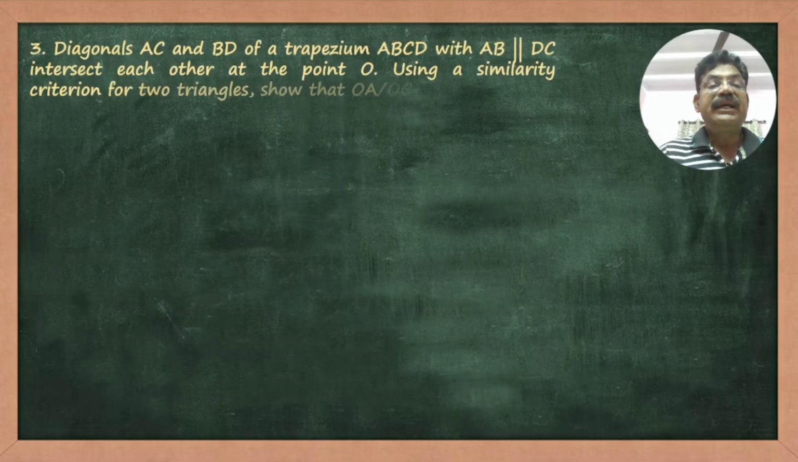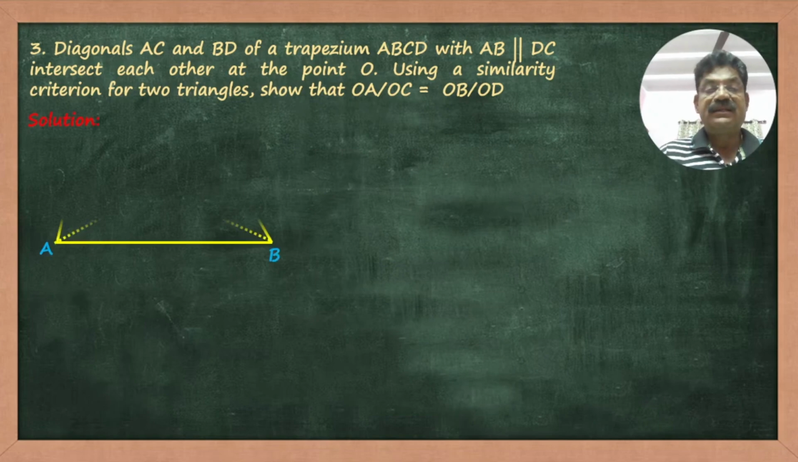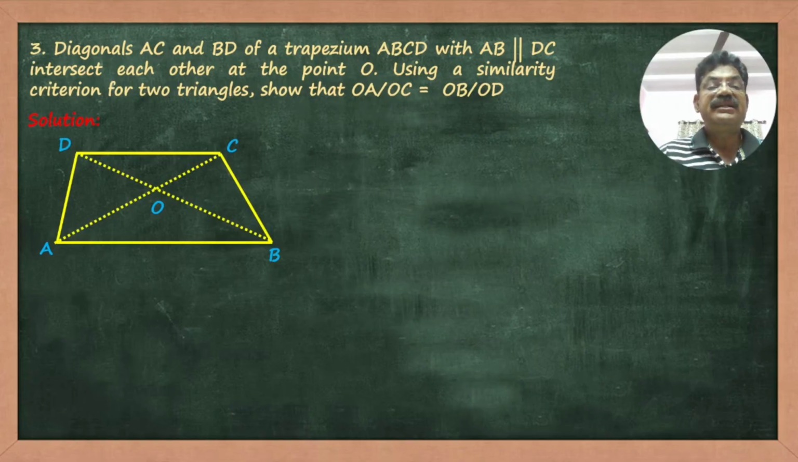Third problem. Diagonals AC and BD of a trapezium ABCD with AB parallel to DC intersect each other at the point O. Using a similarity criterion for two triangles, show that OA divided by OC is equal to OB divided by OD. First, let us draw the picture for this problem. So, ABCD is a trapezium. AB and DC are parallel. Let the diagonals intersect at O.